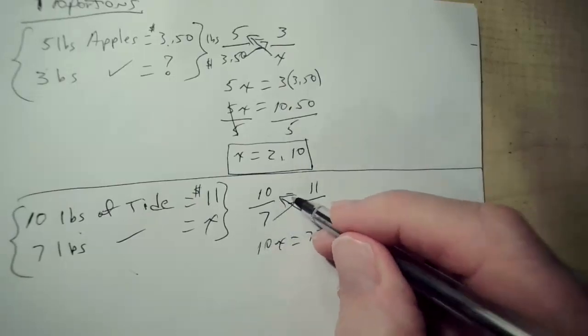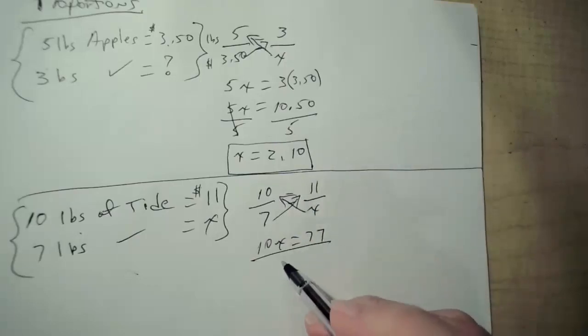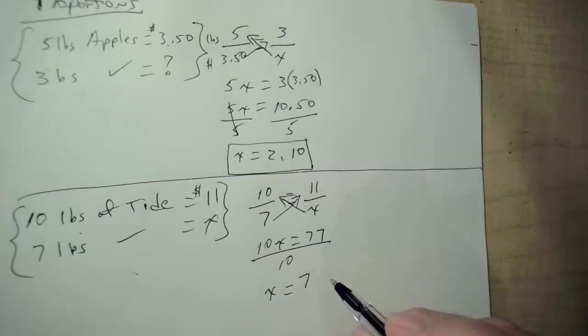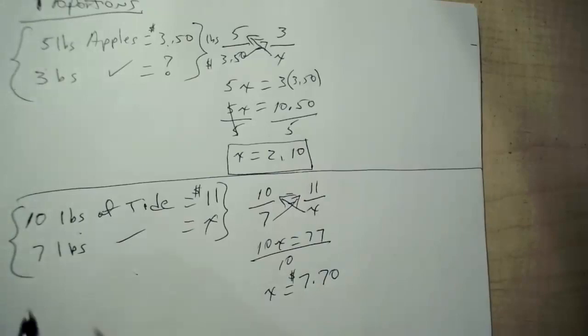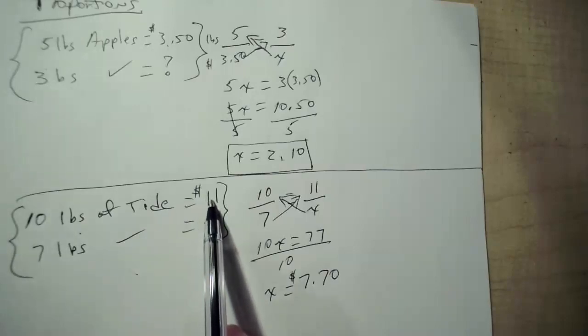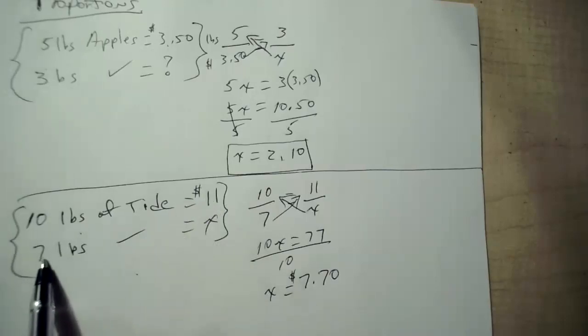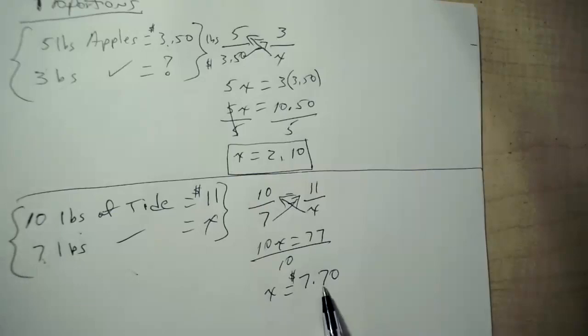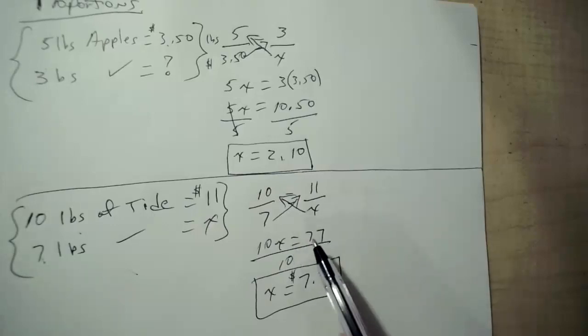10x equals 77. Divide by 10, so x is $7.70, I think. Does it make sense? Is it reasonable? This is almost a dollar per pound, so $1 per pound here would be about $7. So yeah, we're probably right. I hope that makes sense.